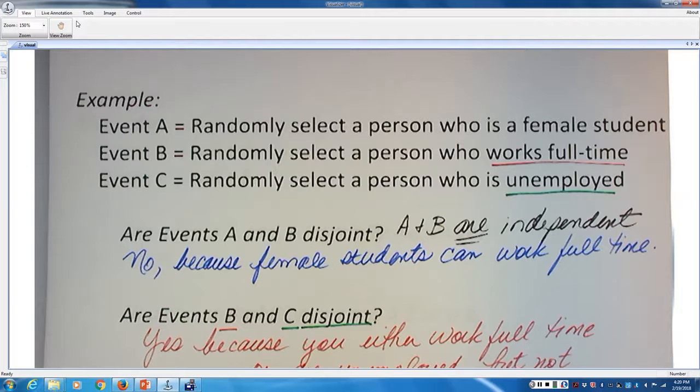What about B and C? Are they independent? If you're working full-time, does it make it more or less likely you're unemployed? If you're working full-time, can you be unemployed? No. So does it influence the likelihood that you're unemployed? Yes. It keeps you from being unemployed. And if you're unemployed, that keeps you from being employed full-time or working full-time. So those are dependent events.